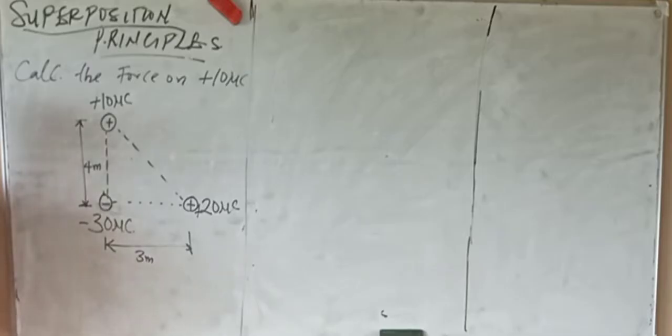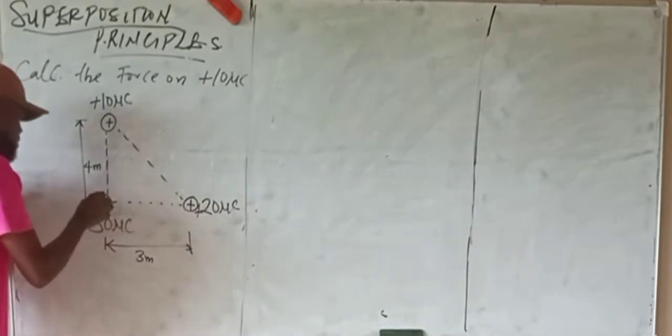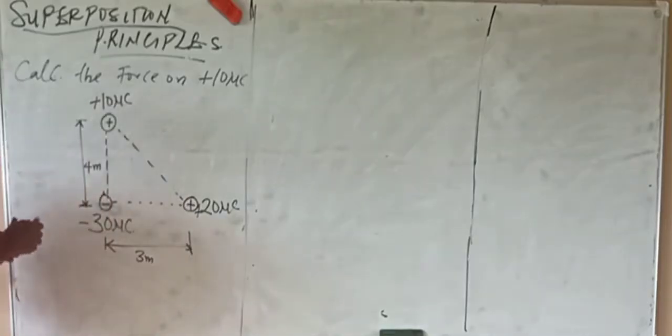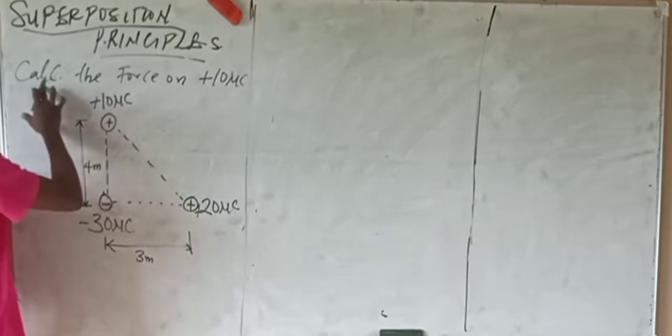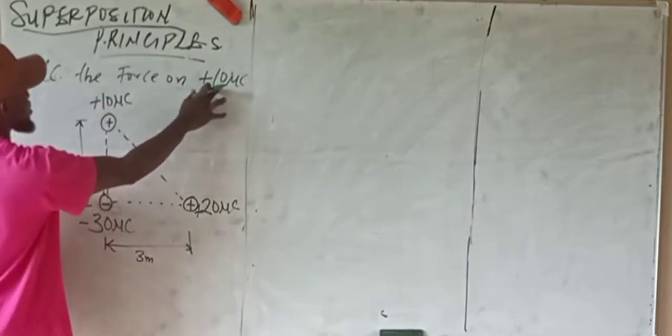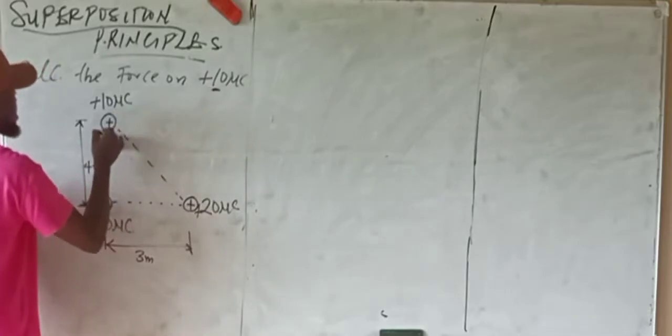Still the same way. First thing, check the nature of the force: the charges are positive or negative. That's the first thing. Then, secondly, you check which charge is in the question. So you mark out the one you have to calculate first, which is this one.